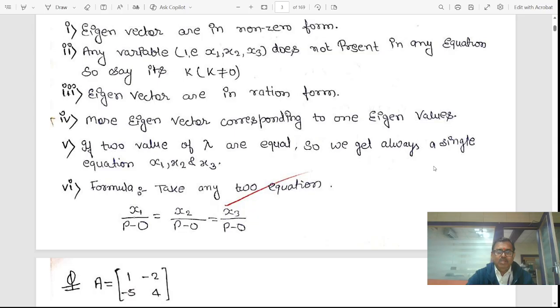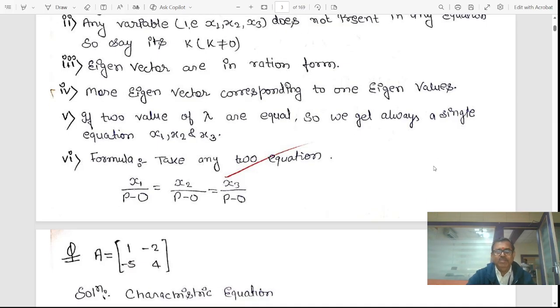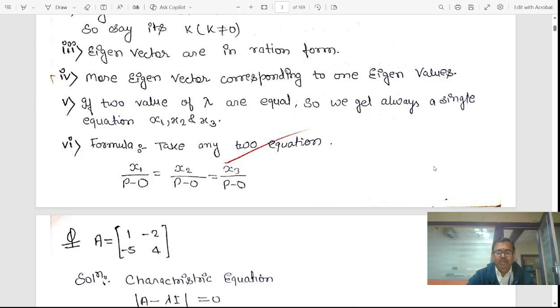And the last property, number 6, is a formula. Here we get three equations in three variables x1, x2, x3. So applying this formula, find the values of x1, x2, x3. Now applying the formula: x1 upon (principal diagonal minus off diagonal) equal to x2 upon (principal diagonal minus off diagonal) equal to x3 upon (principal diagonal minus off diagonal). So these are all six properties. Remember them always for eigenvalues and eigenvectors.